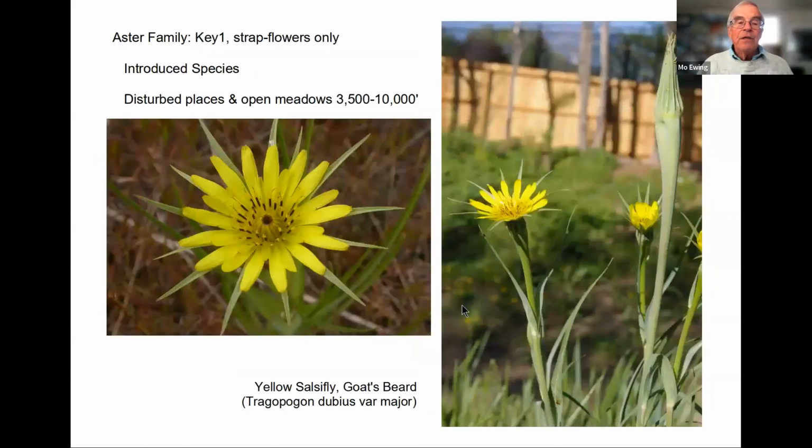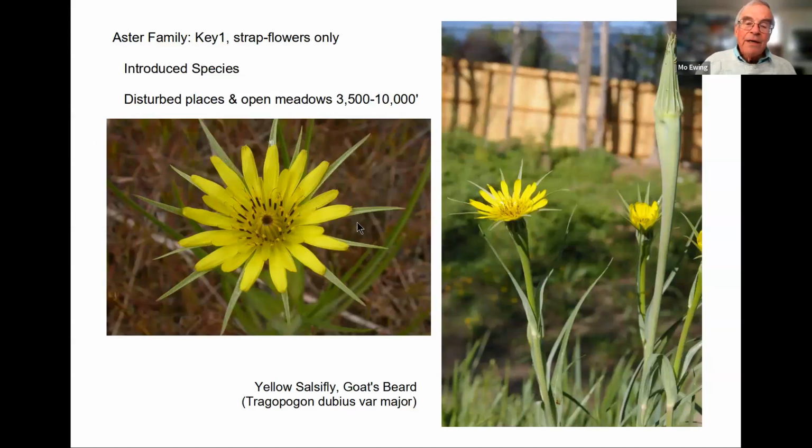Another species that I see along here is yellow salsify. It's my second cup of coffee. Tragopogon dubius. It grows along roadsides and in fields. And this one really fooled me when I first tried to key it, because I looked at it and said, okay, this is a yellow flower. Here is the strap flower. Here are the disc flowers. And I keyed it and keyed it and keyed it, and I couldn't get it.